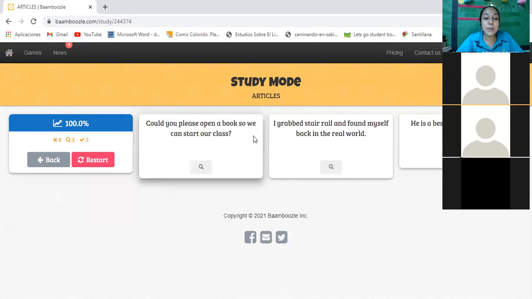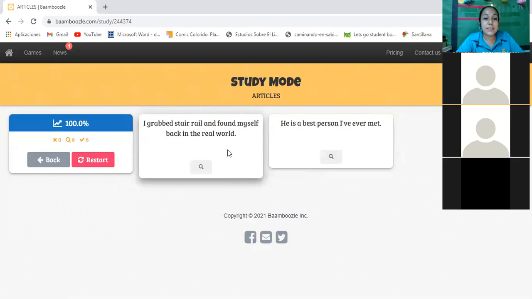Could you please open a book so we can start our class? Maybe open the book, okay? Because if I say, could you please open a book, you open maybe a math book, English book, grammar book. But if you say specifically, could you please open the book, that means we mentioned the book that belongs to the class. Okay, so we can start our class.